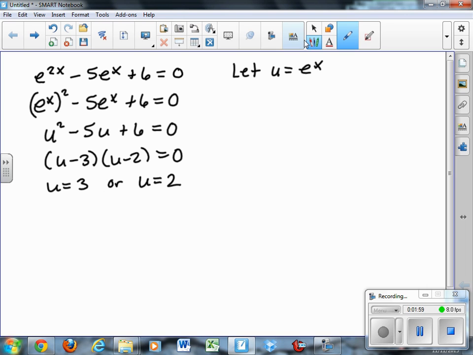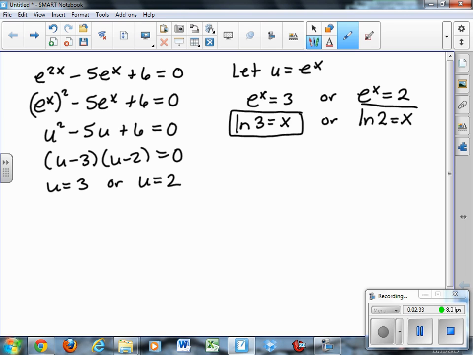Now I want to know what x equals, not what u equals. So I need to go back to the substitution I did and substitute back. So now I'm going to say e to the x equals 3 or e to the x equals 2. Now I need to solve those two equations and say natural log of 3 equals x or natural log of 2 equals x. And so those are my two solutions, and you can get the decimal form of those. But those are my two solutions.